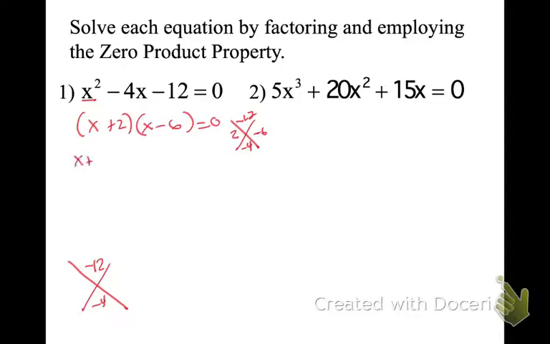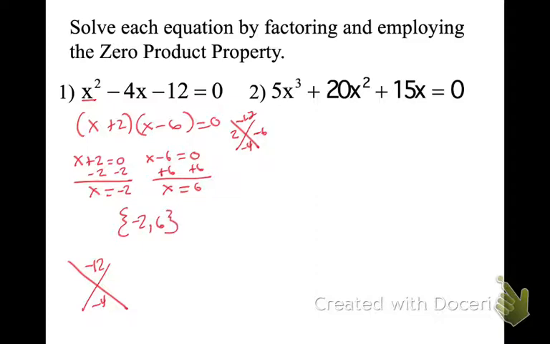So I set them both equal to 0. Subtracting. And my solutions are negative 2 and 6. All right, do you want to try the next one on your own? Might be a little tricky, but try it. Now let's check it.